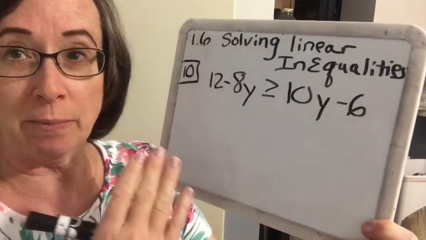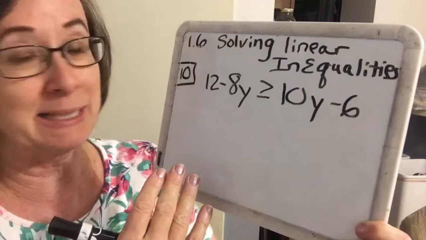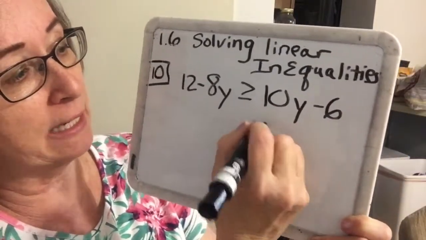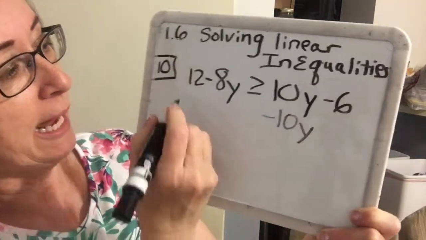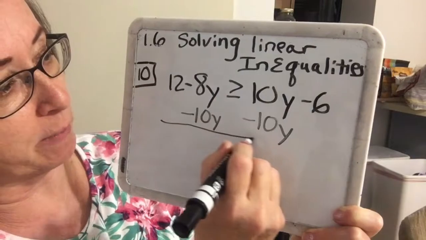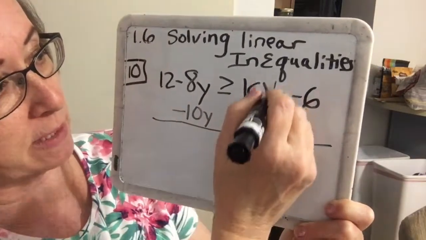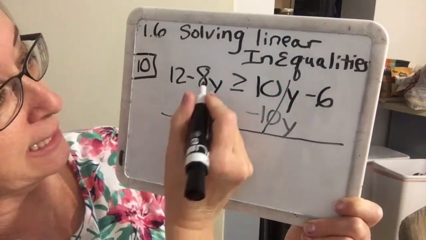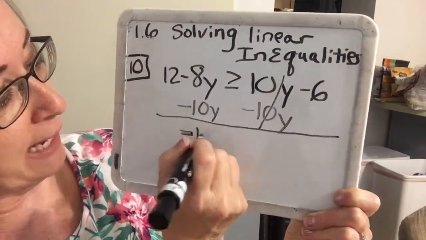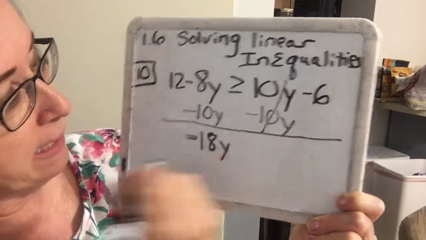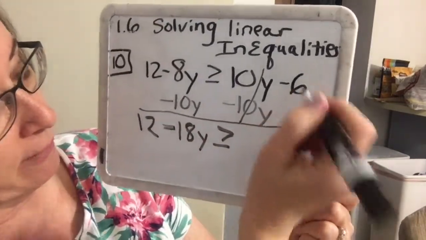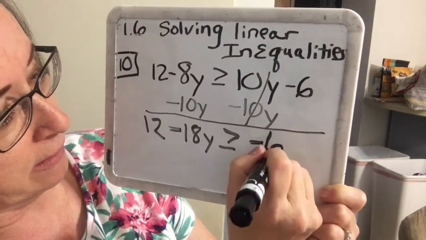So I usually bring my variable to the left, because I'm going to need it on the left anyway. So I'm going to subtract a 10y and subtract a 10y because I always deal with my variables first. Okay, so that one's going to go away there. And negative 8y, take away a 10y, is going to be a negative 18y. So we have our 12 greater than or equal to, and then a negative 6 over there.